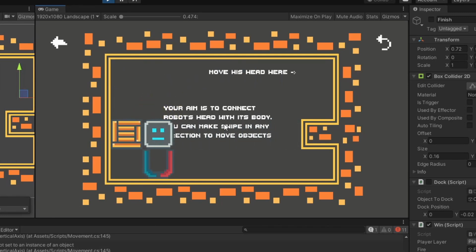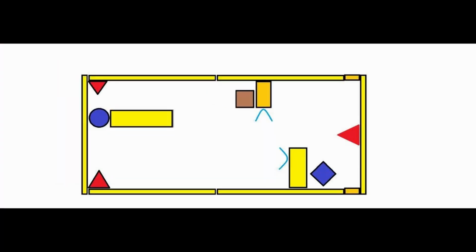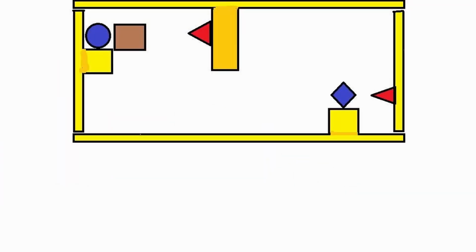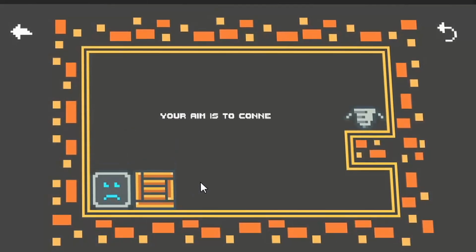So after making somehow working magnets, it was time to make levels. Honestly, I was too lazy to make it on my own, so I just called my friend and asked him for help, and after some time he sent me levels sketched on a piece of paper, and I just moved them into my game. And that's how I made the demo.